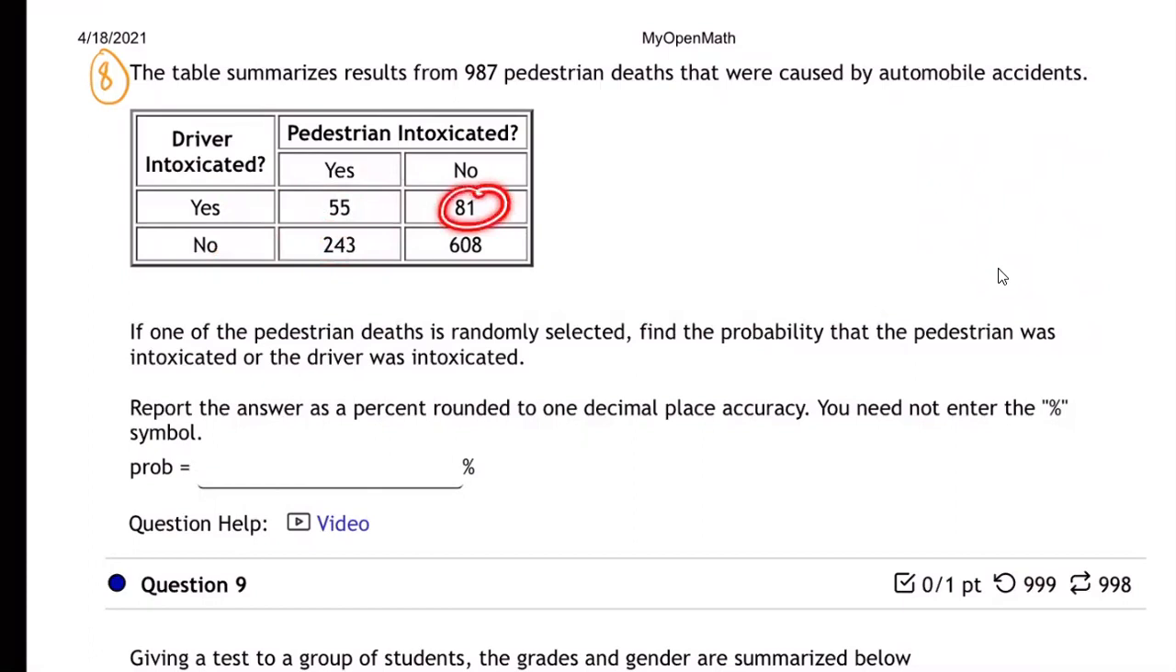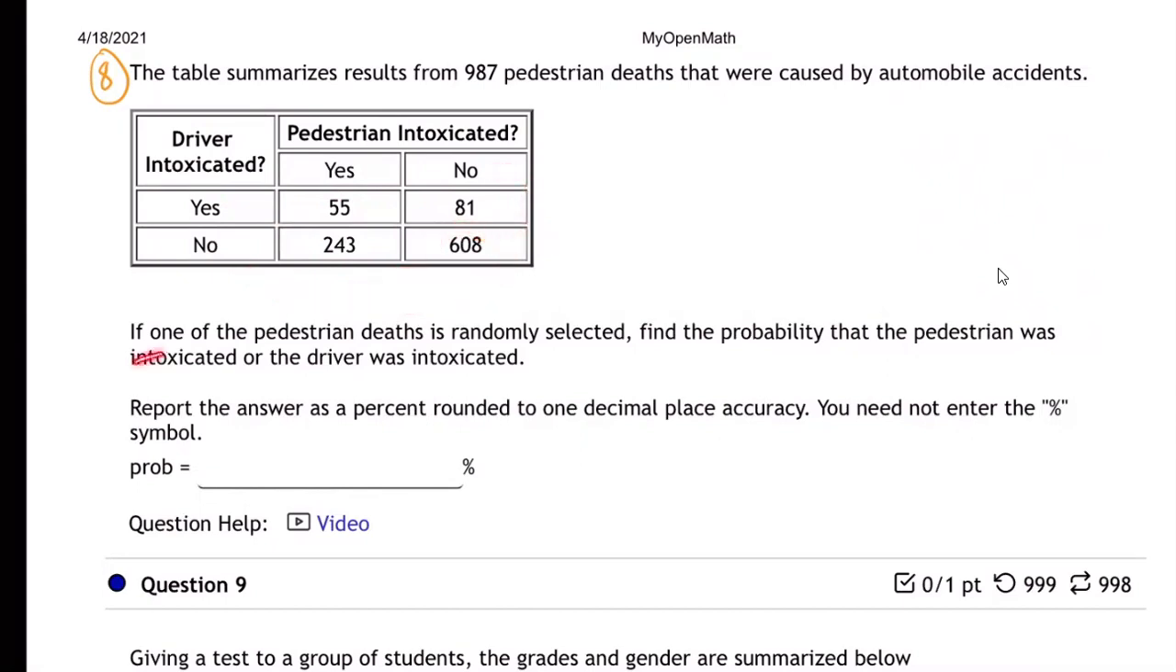Now, in these 81 cases, the driver was intoxicated, but the pedestrian was not. So that's probably the driver's fault. The driver probably ran over a pedestrian because he was drunk or she was drunk. And then finally, these 608 cases, what's up with them? Nobody was intoxicated. Neither the driver nor the pedestrian. Nobody was intoxicated, and nevertheless, an accident happened and the pedestrian died.